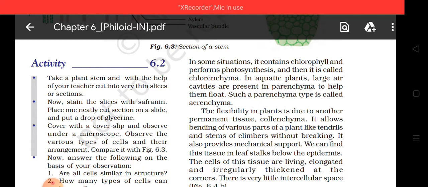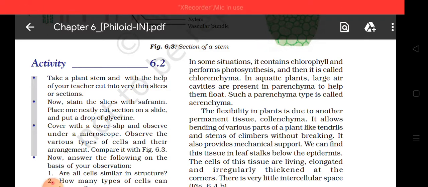Now the second type of tissue is the collenchyma. It allows bending of various parts of the plant, like tendrils and stems of climbers, without breaking. So it provides flexibility to the plants. Collenchyma tissues provide flexibility to the plants. It provides mechanical support.